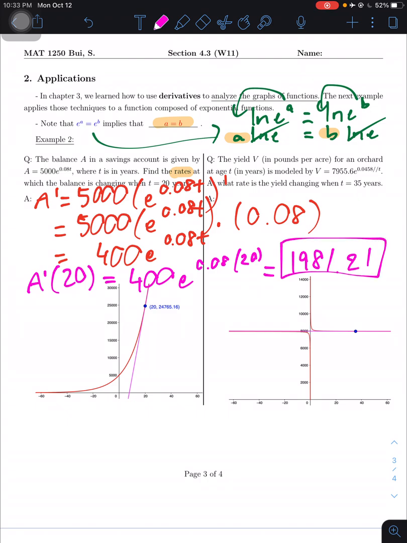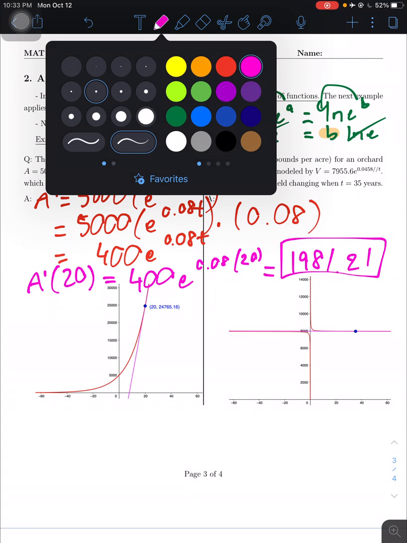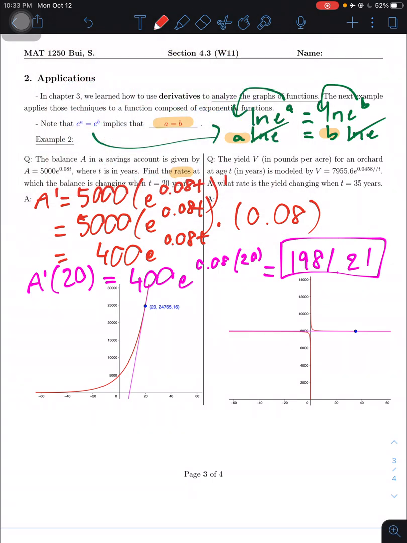If you think about it, the graph in here reflects the result. Why? Because usually the first derivative, I told you guys, represents the slope, right? And as you can see, the slope is positive, so we should have an increasing tangent line at the point 20 and its y value. So that confirms our answer.